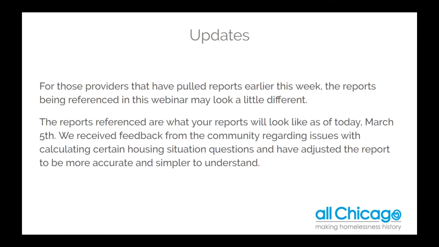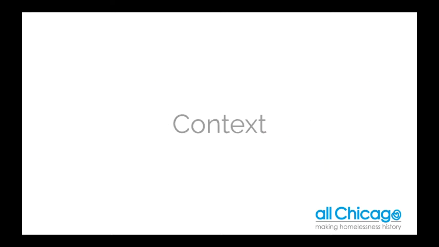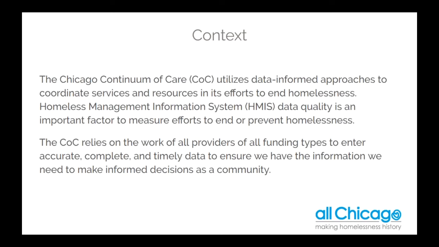What some providers were referencing is that there were some issues with housing situation questions. So we've dialed back some of the calculations that we were making, and are simply putting it out there in terms of whether it's null or okay, instead of some of the more complicated calculations that we were doing before. So know that your reports, if you ran them earlier this week, are going to look a little bit different, but if you run them after today, they'll look the same way that our report is currently looking.